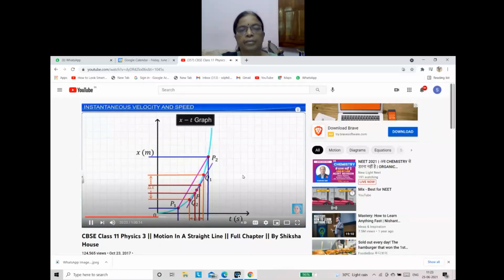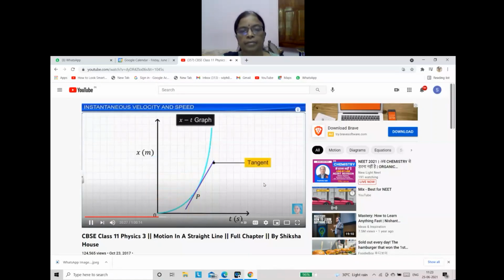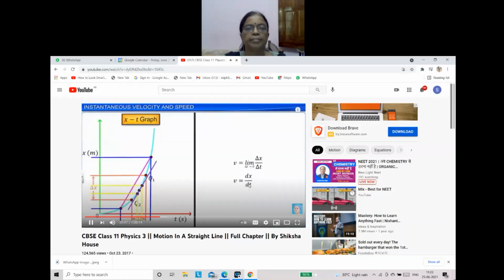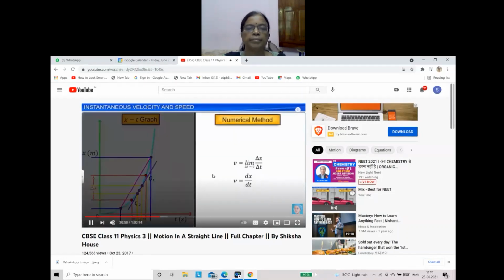We can see the tangent to the curve at point P. The slope of this tangent represents the instantaneous velocity at point P. Slope is represented by tan theta, as shown in the graph. This graphical method of finding the instantaneous velocity at any point is cumbersome. Therefore, we generally use the numerical method using calculus for finding the instantaneous velocity at any point.